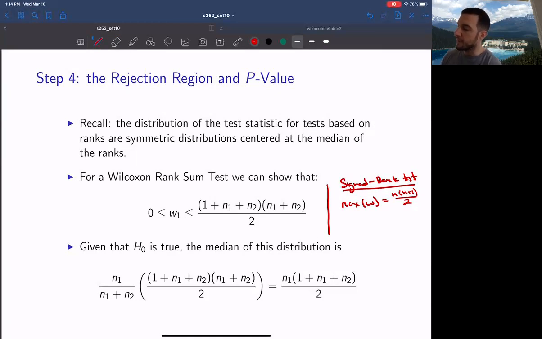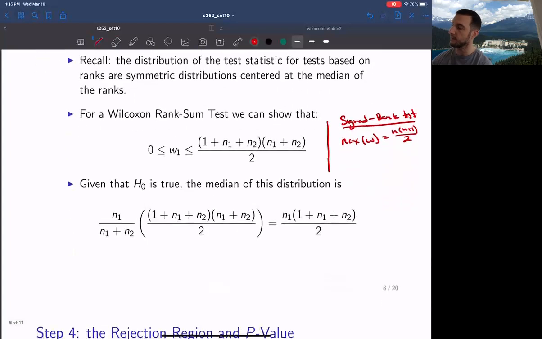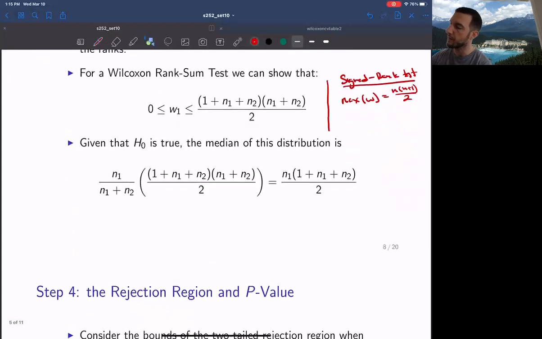So if the medians of the distributions are equal to one another, then we can say that the median of the test statistic distribution is going to be n1 divided by n1 plus n2 multiplied by the maximum value. So that gives us a median of n1 times 1 plus n1 plus n2 over 2. So this is going to be at the center of the distribution of our test statistic, right? So we will expect something like this.